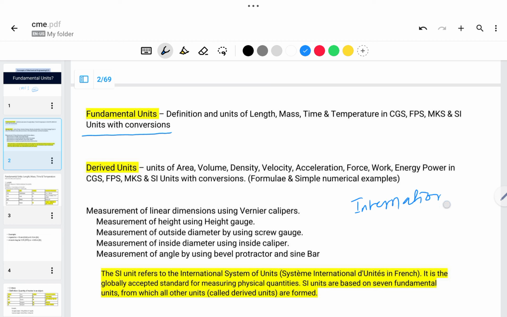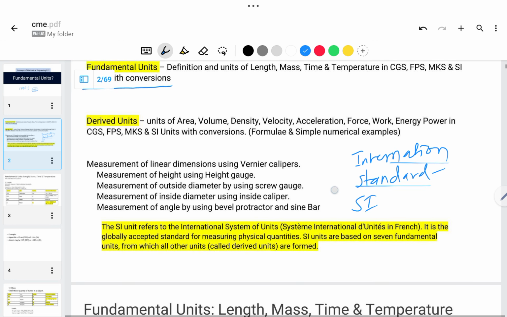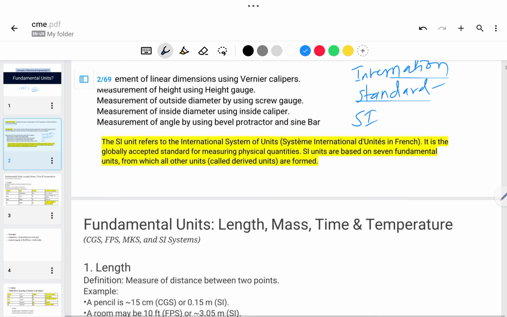International standard. So that standard is called SI, so it is called SI units. This is called SI. So one standard is what we can see. We will see that one.